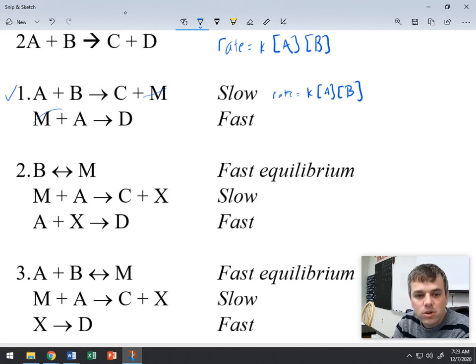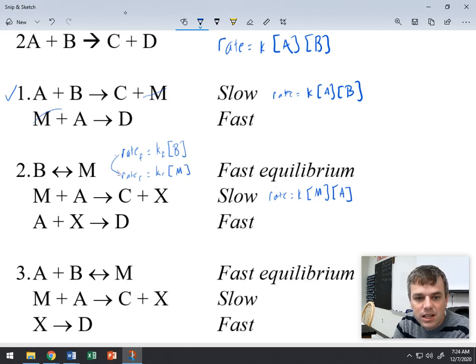For mechanism 2, our slow step is the second step, and our rate law would say that rate equals K times the concentration of M times the concentration of A. So that doesn't look like it's going to work out for us. But M is an intermediate which comes from the first step, which is a fast equilibrium step. And since it's a fast equilibrium step, what we can say is that the rate of the forward reaction equals the K of the forward reaction times the concentration of B. And then we can say the rate of the reverse reaction equals the K of the reverse reaction times the concentration of M. And since it is equilibrium, the rate of the forward and the rate of the reverse reactions are equal to each other. That's the whole point of equilibrium.